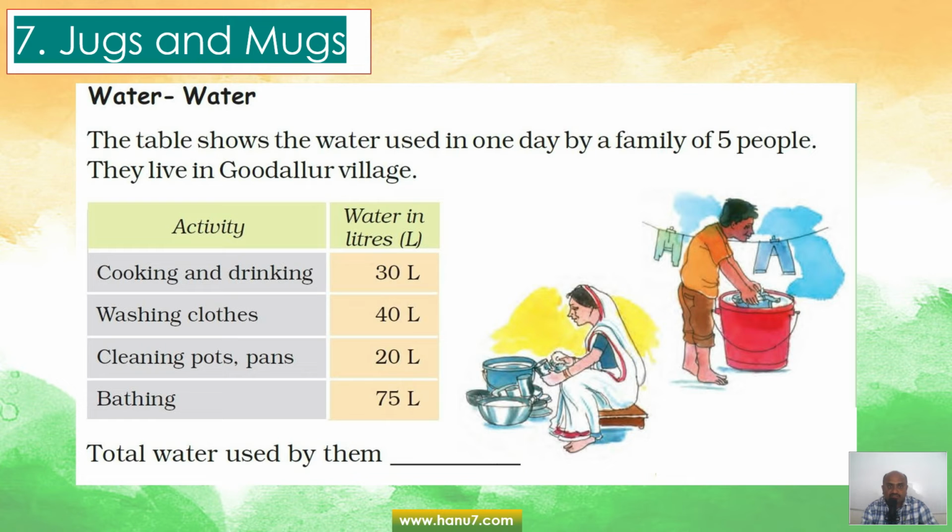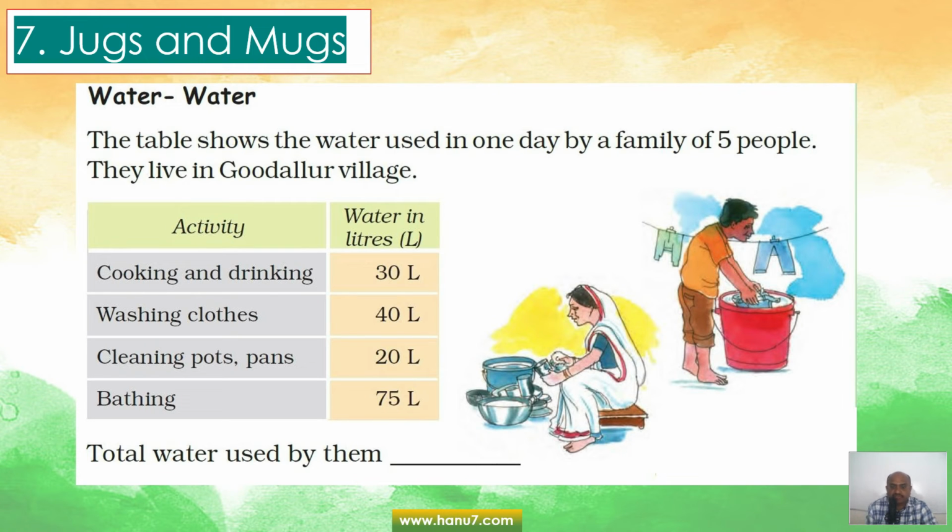And now coming to the water and water. The table shows the water used in one day by a family of 5 people. They live in Gudalluru village. Activities for cooking and drinking, they are using 30 liters of water. For washing clothes, they are using 40 liters of water. For cleaning pots and pans, they are using 20 liters of water. For bathing, they are using 75 liters of water. So total water used by them is dash.